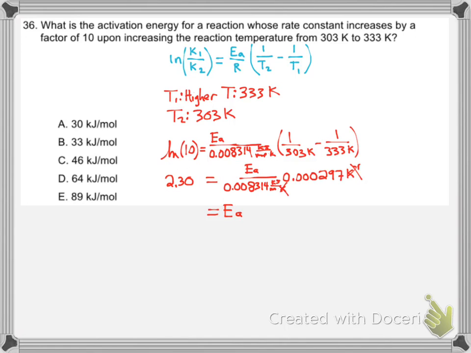Our activation energy ends up being 64.46 kilojoules per mole. So it's going to be choice D.